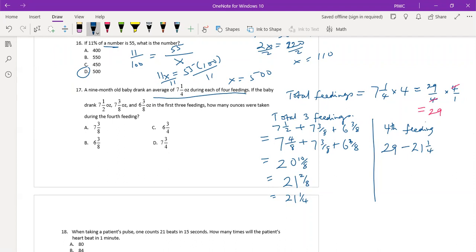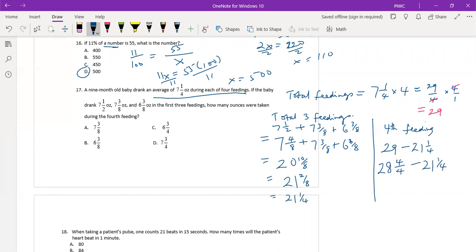Okay, since I'm subtracting, there's no fraction here. I can create a fraction out of 29. So I'm going to make it 28, borrow 1. So I have 28 whole numbers left. The one that I borrowed is in terms of the fraction. So it's 4 out of 4, taking 4 parts out of 4 parts. That is 1. Okay. Minus 21 1/4.